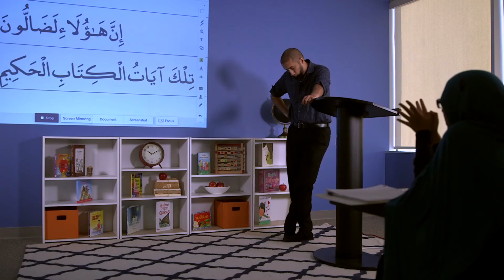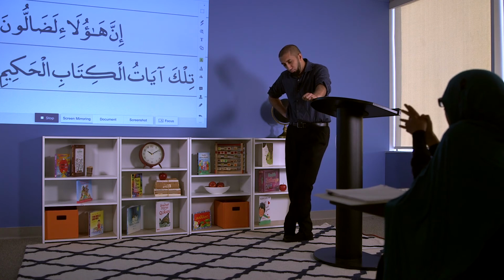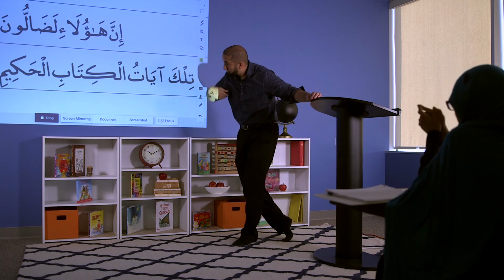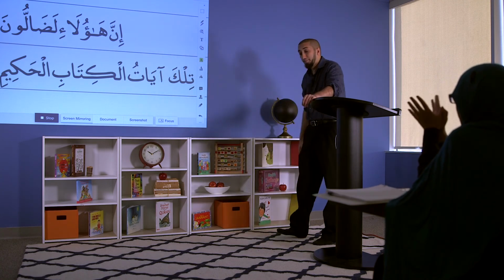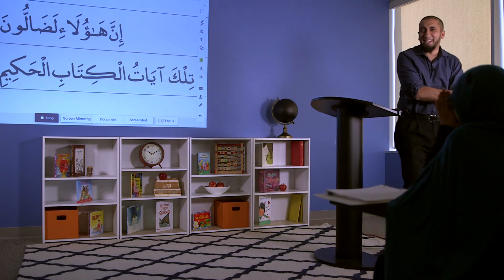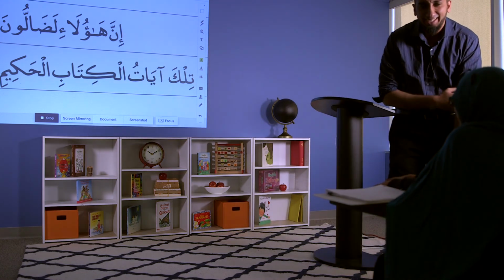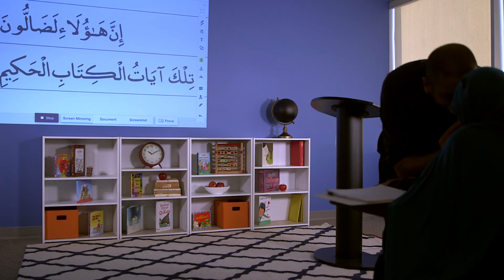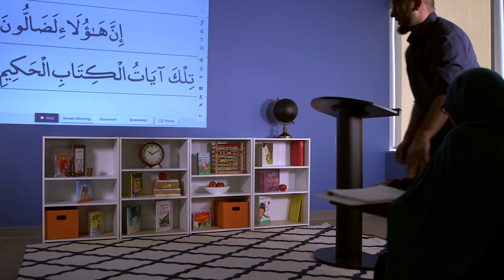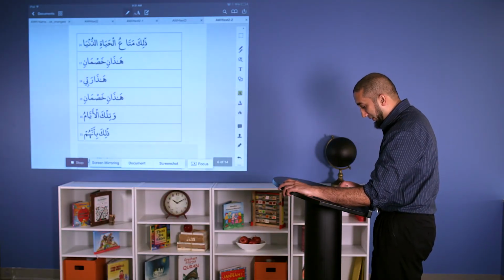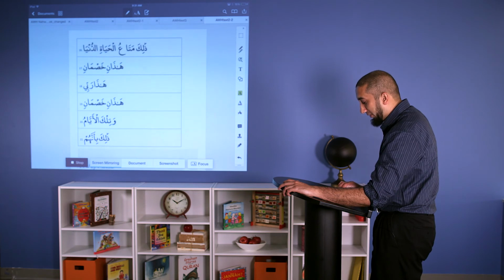Those ayahs of the book. No, of the wise book. Good. Translate that again. Those are the ayahs of the wise book. How come you added an R this time when I asked you to translate it again? Because it's a sentence. When it's a sentence, you translate it like a sentence, not like a fragment. Okay? Very good. That's good. I'm slightly impressed. Slightly? Very slightly.